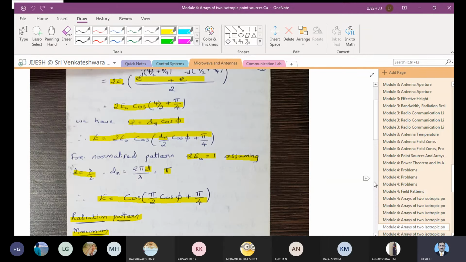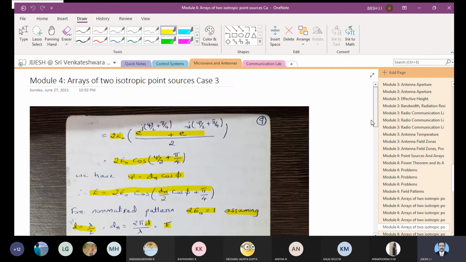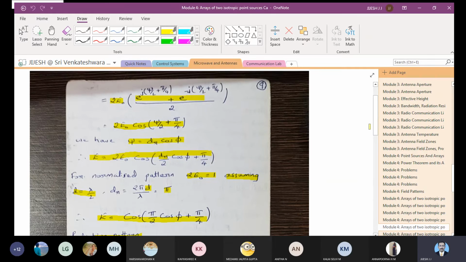Here also you need to simplify this further. When you simplify that, you will get 2 E naught cos of psi by 2 plus pi by 4, where psi is equal to dr cos phi. When we substitute for psi, you get E is equal to 2 E naught cos of dr by 2 cos phi plus pi by 4. So let us consider that it's a normalized pattern, and 2 E naught is equal to 1. Then D is considered as lambda by 2.